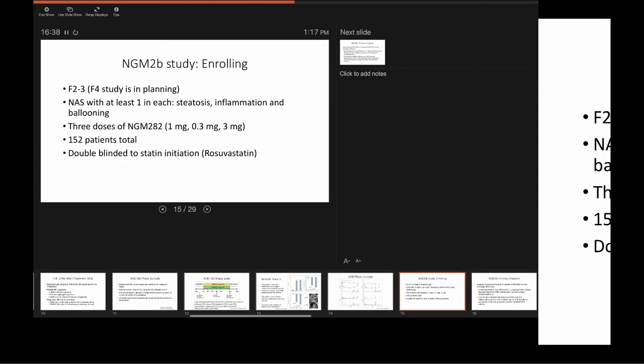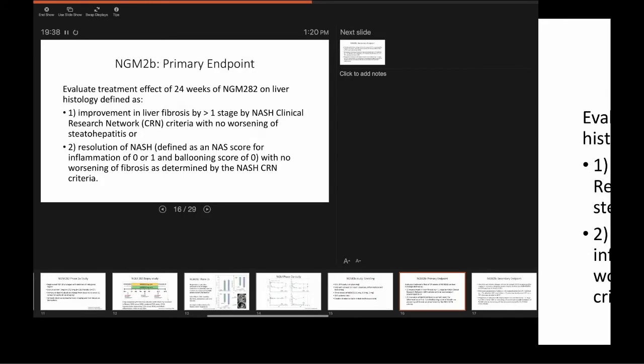This is definitely a tough disease to run trials on. So with this 2B study, it's a 24-week study, so now we're extending it from 12 to 24 weeks. And really we're looking for improvement in liver fibrosis without worsening of NASH, or NASH resolution without worsening of fibrosis. And so they need to get a 0 or 1 inflammation and a 0 in ballooning to really call it NASH resolution.